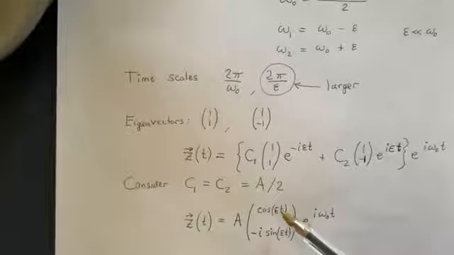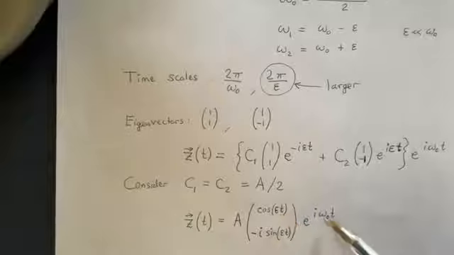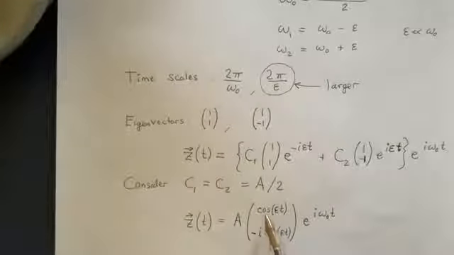So its complex motion is a times the cosine of epsilon t times e to the i omega naught t. Okay. So you can see that the amplitude of the motion is proportional to the absolute value of the cosine of epsilon t. Okay. So let's draw a picture. There's a pretty cool picture we can draw to go along with this.